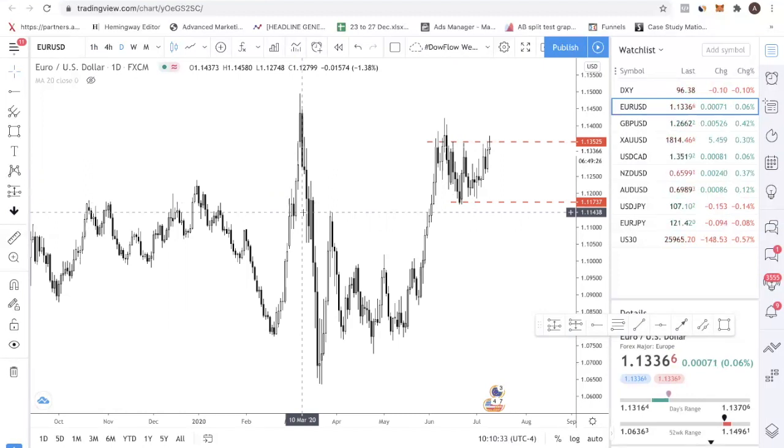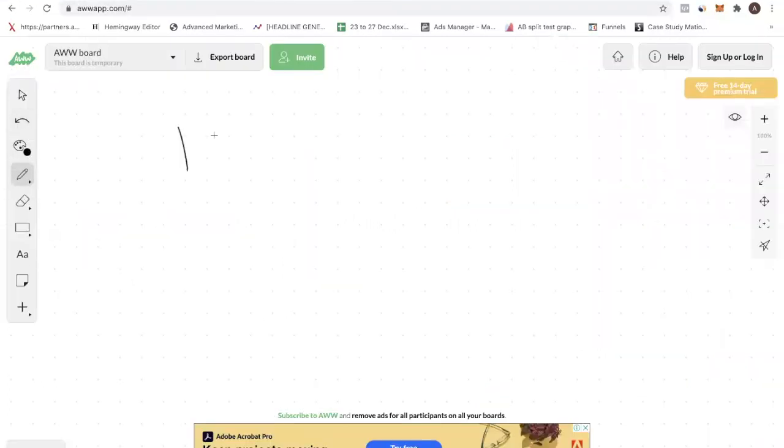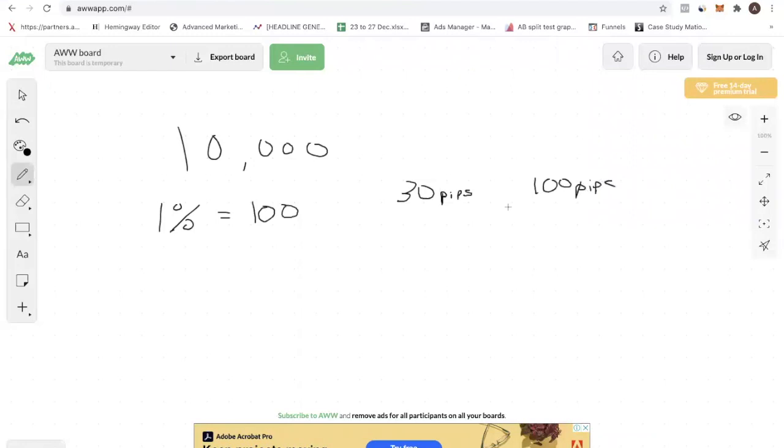I think it's also a habit to know how to calculate your position size. So for example, let's assume you're doing a 10k account, okay? And you're going to risk 1% per trade. So 1% per trade equals $100, correct? If you're going to risk $100 per trade, and this trade has a stop loss of 30 pips, versus a trade that has a stop loss of 100 pips, if you enter the same position size for both, then your loss is going to be bigger if your trade gets stopped out. So you can see why you need to size your position properly.